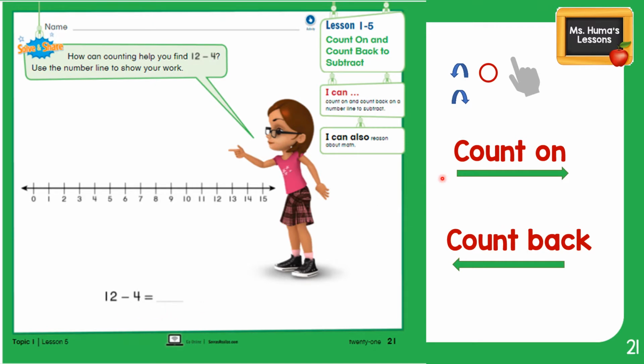We can do it in two different ways. We can either count on, that is we will jump forward to find out the solution of this equation, or we can count back to find out the answer. Let's see how we can do that. Let's read here. How can counting help you find 12 minus 4? Use the number line to show your work. We have to find what is 12 minus 4, and we have to use two different methods, counting on and counting back. Let me give you a closer look of this number line.